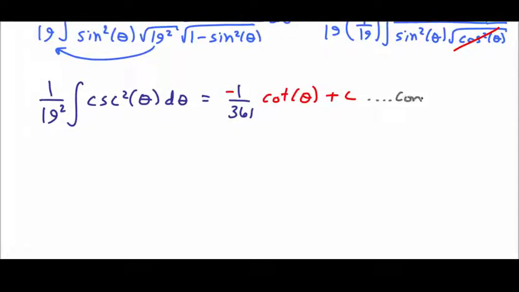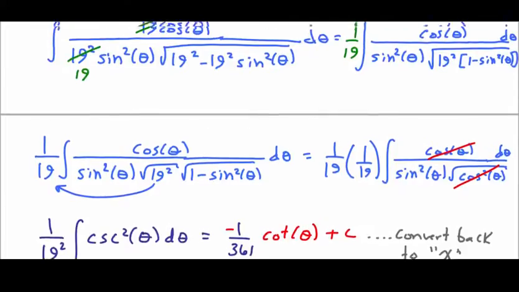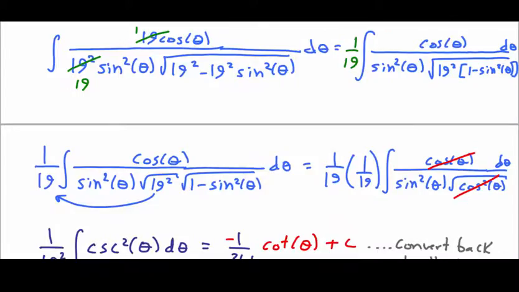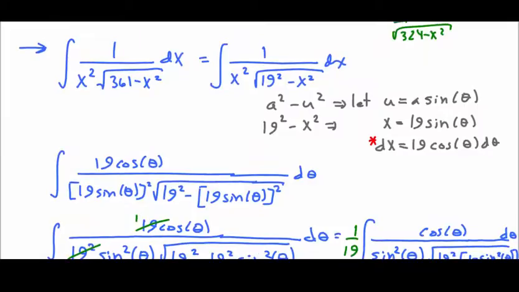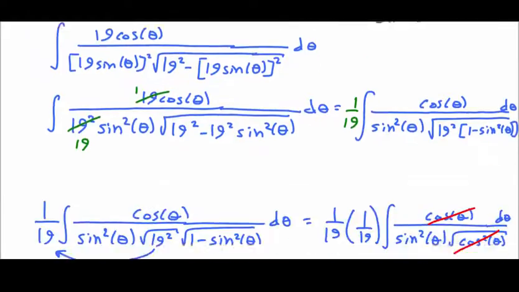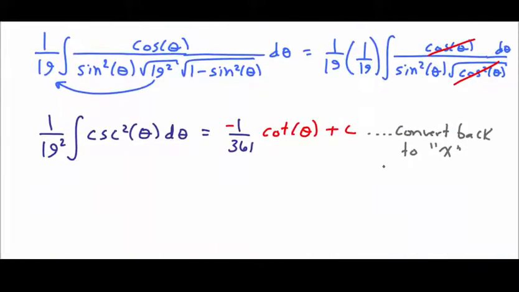We need to convert back to x. So the way we're going to convert back to x is we go back to our original substitution that we made. So our original substitution is right here. It was x equal 19 sine theta. So let's recall x equals 19 sine of theta. That tells me that the sine of theta is equal to x over 19.